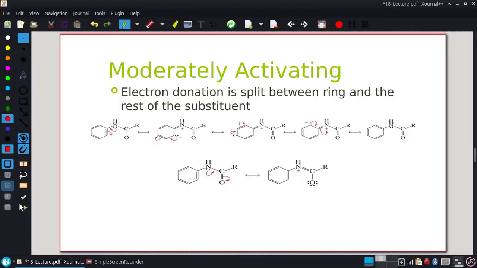And there's the full draw up of all the possible ways that those electrons could move on that second one. And this step here is the new one.